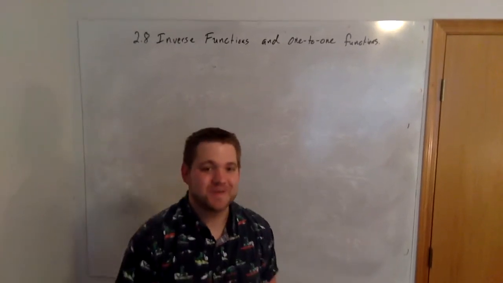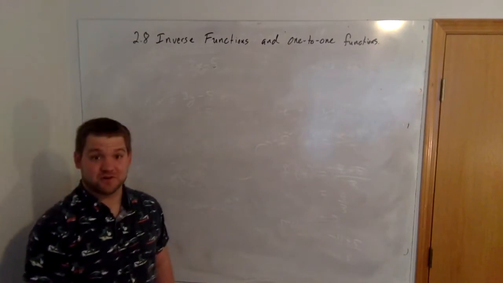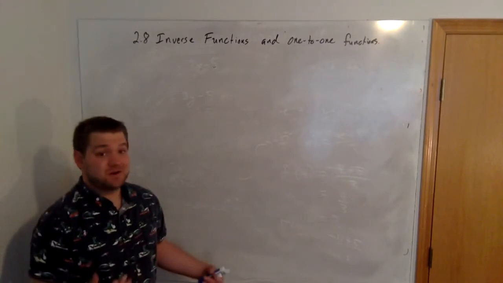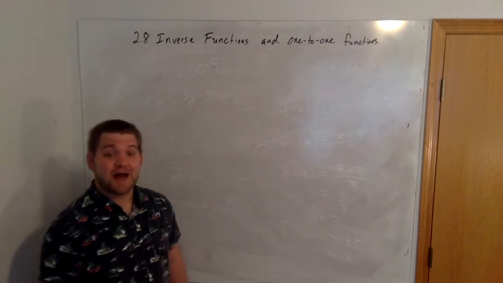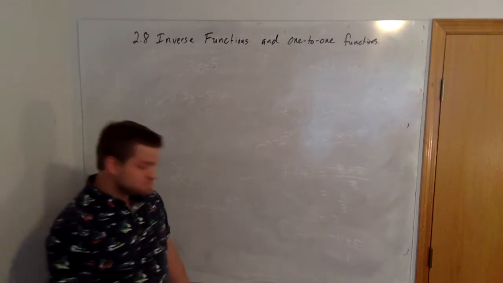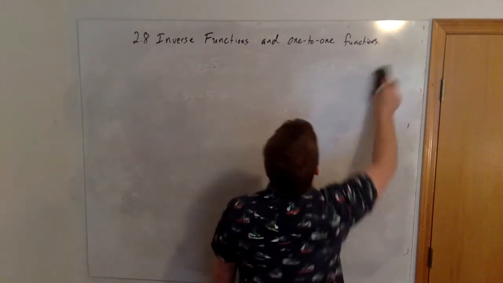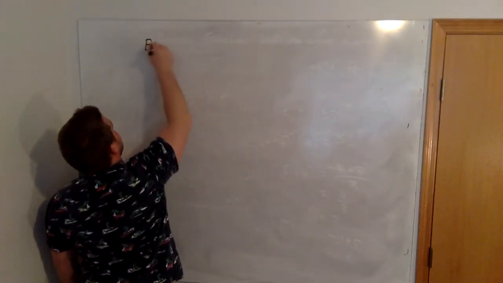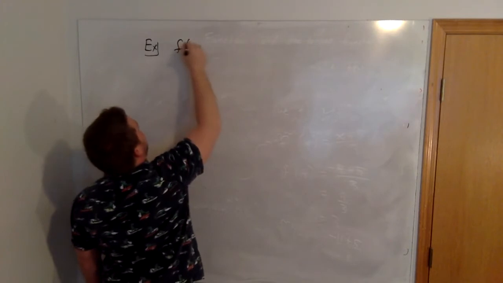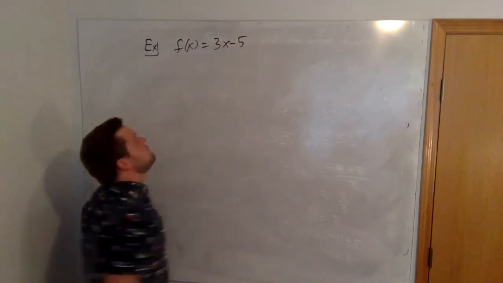Hello everyone. What we'd like to do in this section 2.8 is start talking about inverse functions. The things we're going to talk about in this video specifically are what is an inverse function and how do we find an inverse function. Let's lead with an example. Let's say we have the function f of x, which is equal to 3x minus 5.